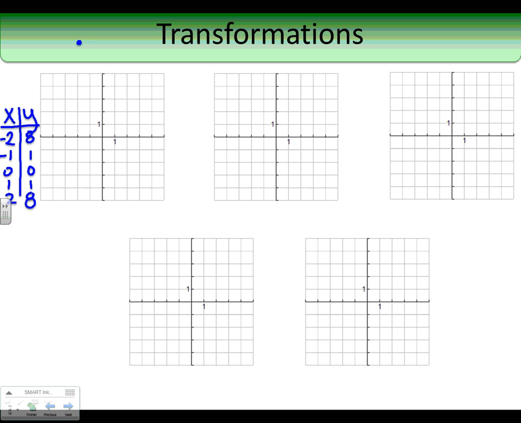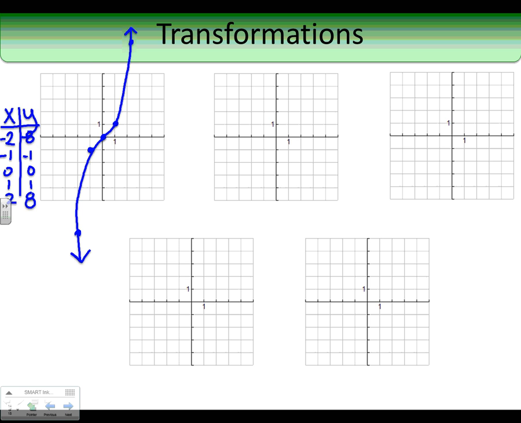A little bit up here. -1, 1, 0, 0. Oops. Hold on. Totally did that wrong. -2 cubed is -8. -1 cubed is -1. Okay. So there's our parent function.